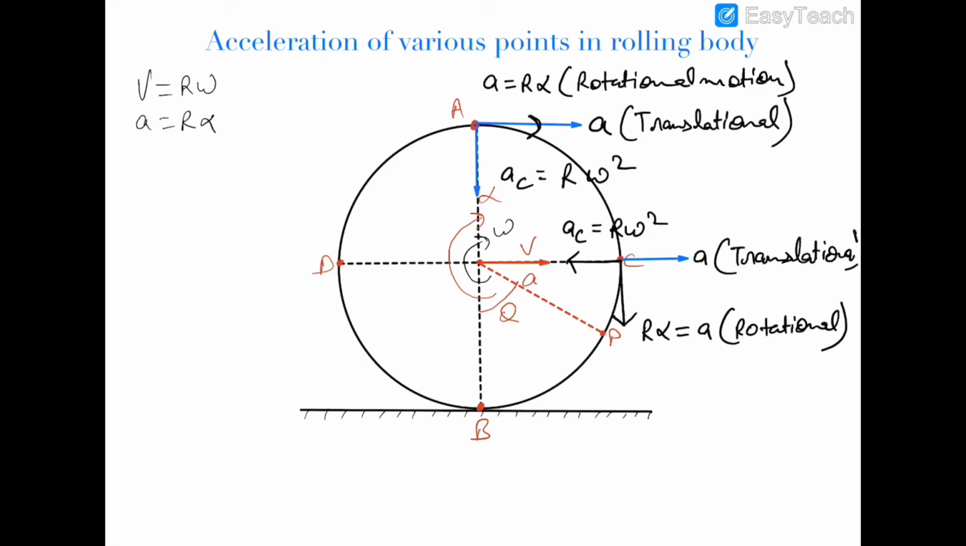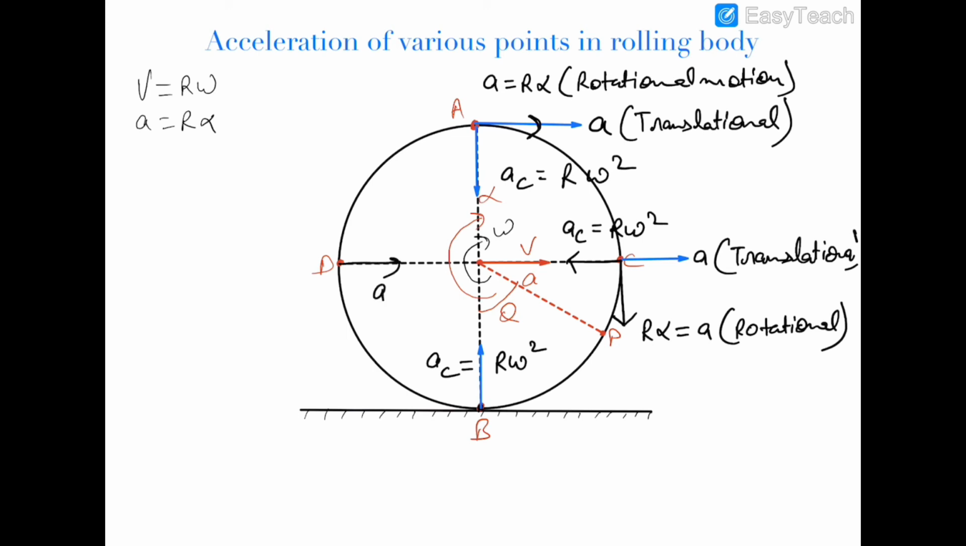Okay. Now, if we talk about the acceleration of point B, we can see that point B will have an acceleration in the forward direction, which is A, and R alpha would be in the backward direction, but those would cancel out because A is equal to R alpha. So the net acceleration of point B would be only R omega square, which is the centripetal acceleration.